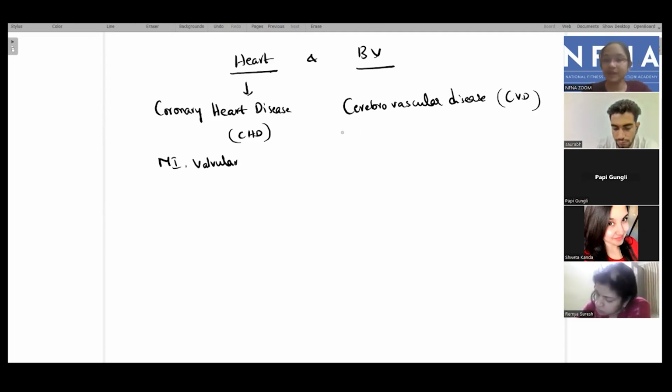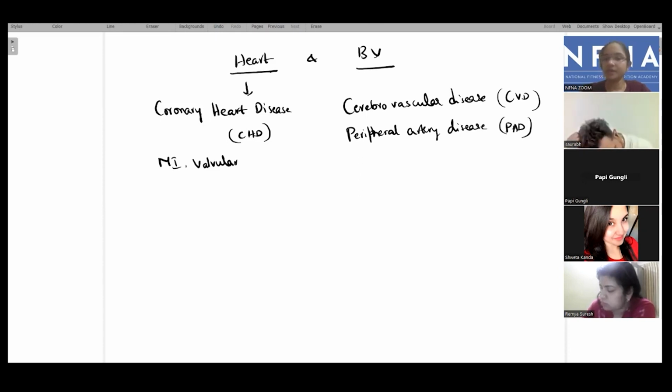Then we have peripheral artery disease. Periphery means extremities. Peripheral artery disease, that means PAD. Basically periphery here means more than the upper arms, it is something related to the lower limbs. If there is any problem in the blood vessels supplying the lower legs, that will lead to peripheral artery disease. Again, there are many different types in that, and I'll not be going into that.